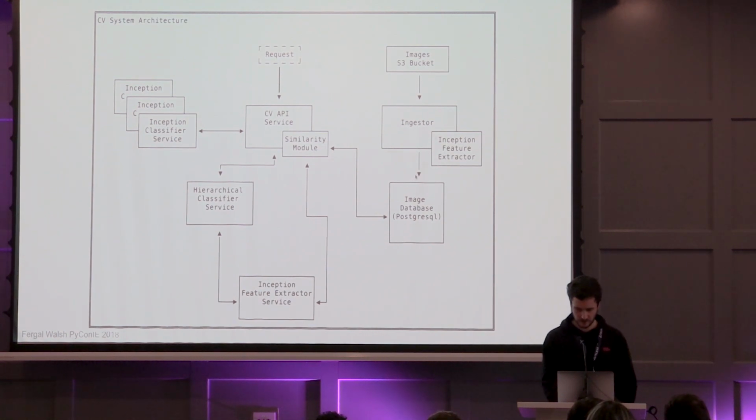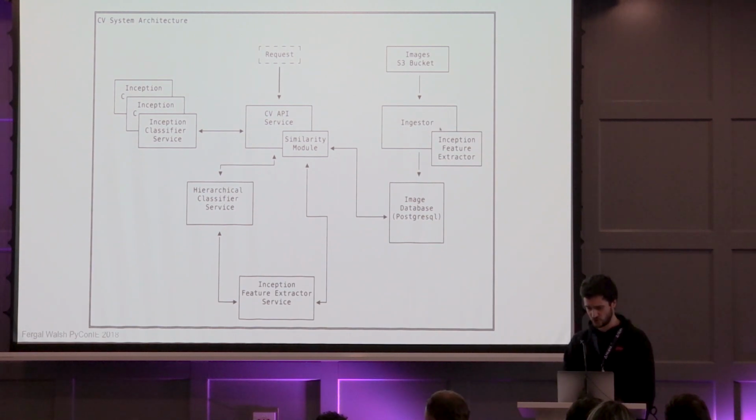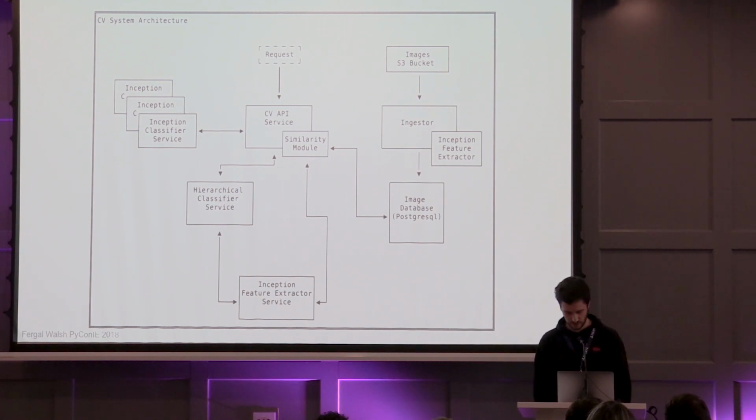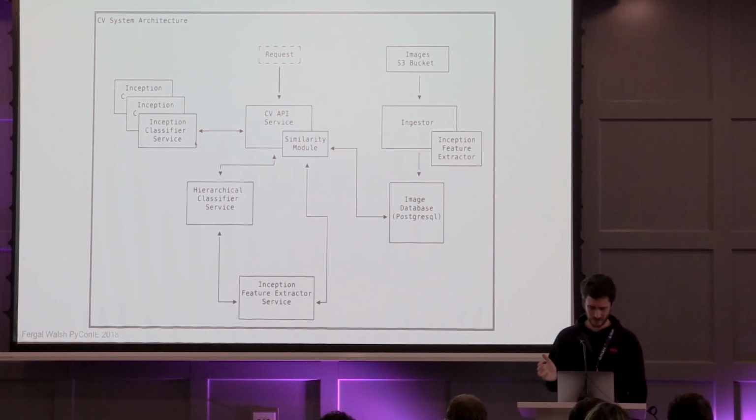And then that database is constantly being populated by this ingester, which is basically a process that just downloads all the new images from our platform and runs them through the feature extractor and then saves the vectors to the database. And most of these are implemented as separate different web services. So it's kind of like a microservice architecture.